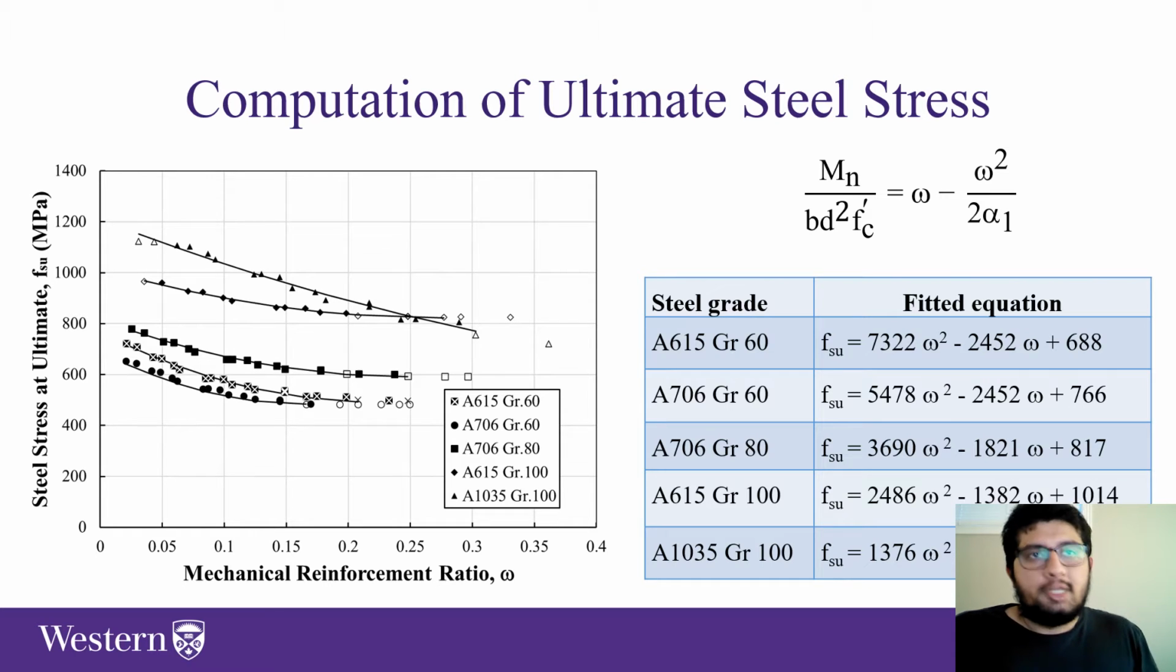So for a given moment demand, they could calculate the mechanical reinforcement ratio, and once they had that, they could use one of the equations and determine the steel stresses at ultimate.